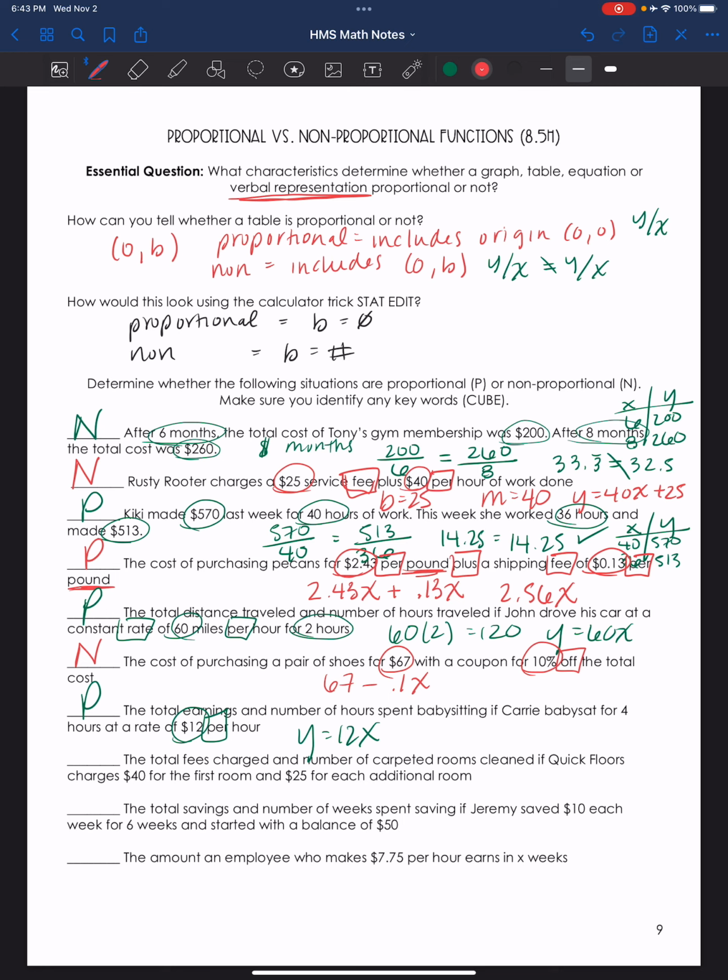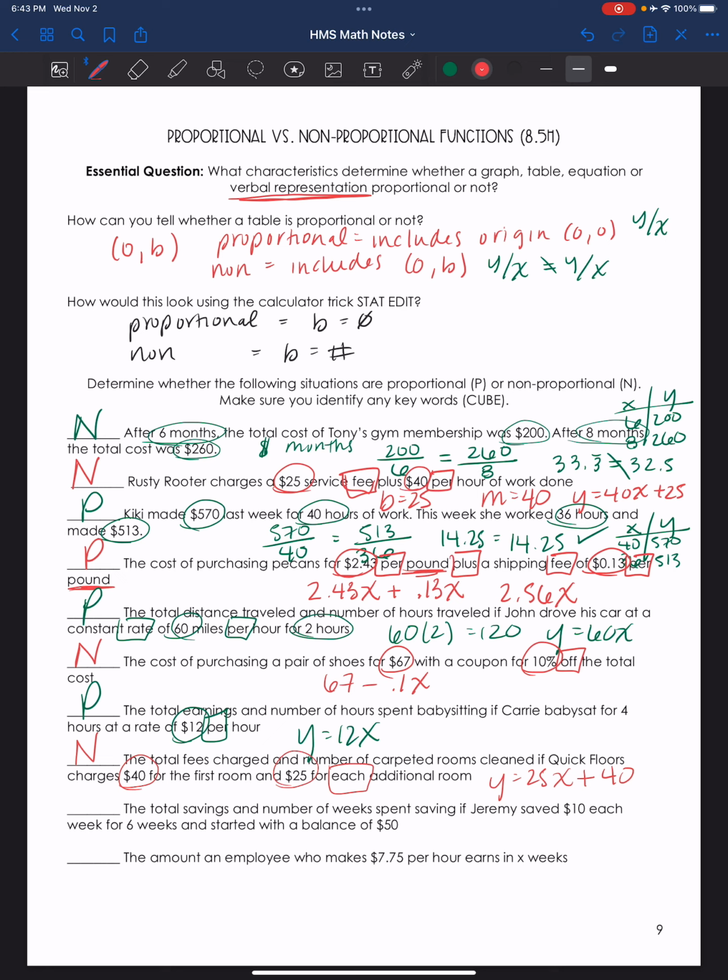The total fees charged and number of carpeted rooms cleaned if Quick Floors charges $40 for the first room and $25 for each additional room. Meaning 40 has to be my additive. And I see that each, so I know 25 is my multiplicative. So this would be not proportional.